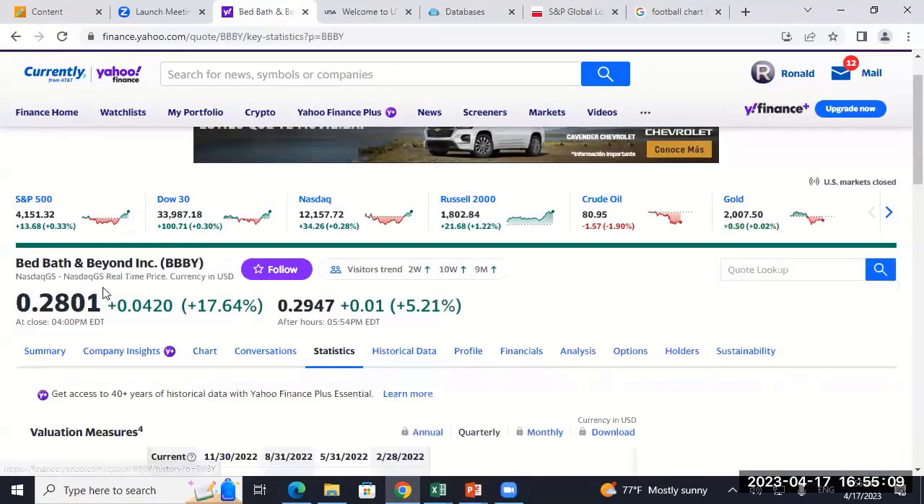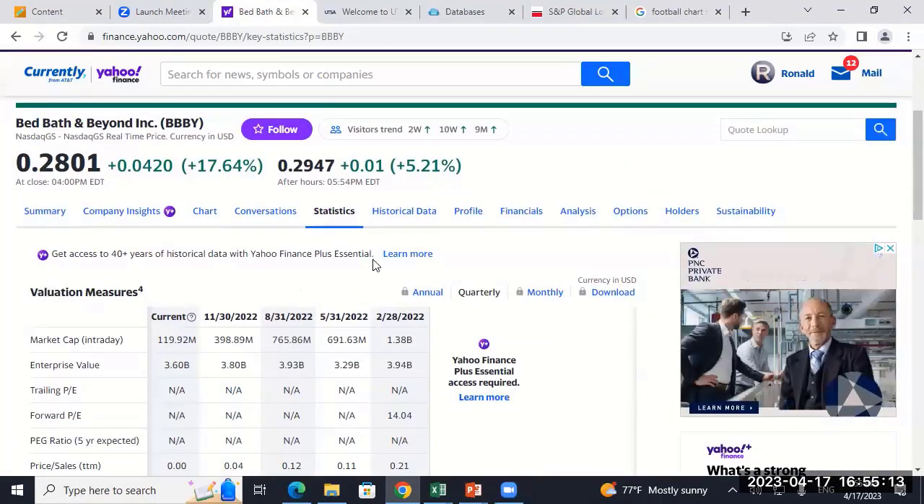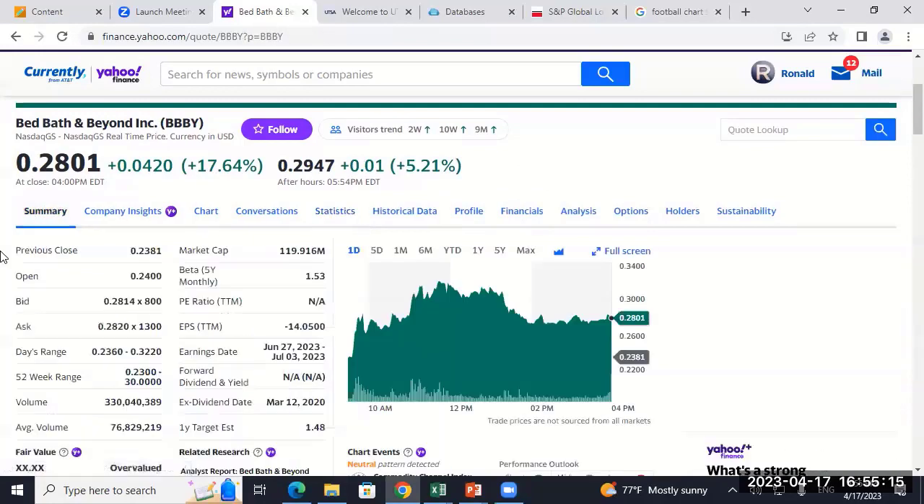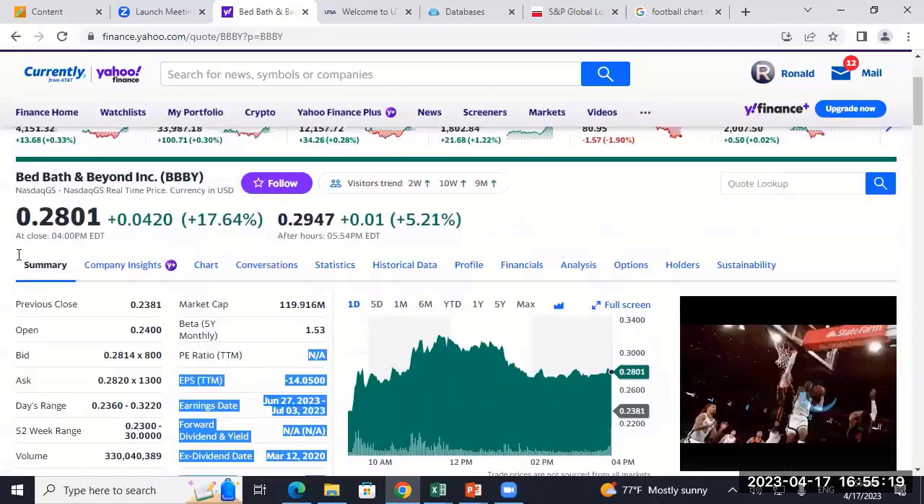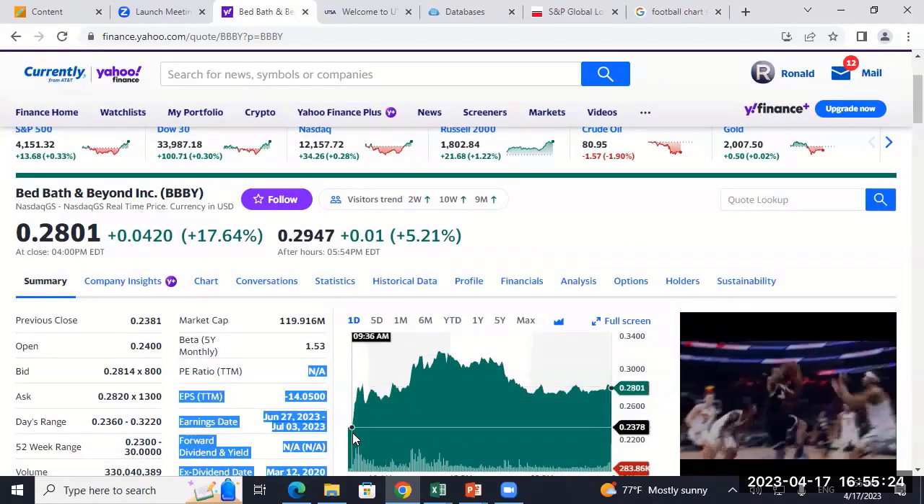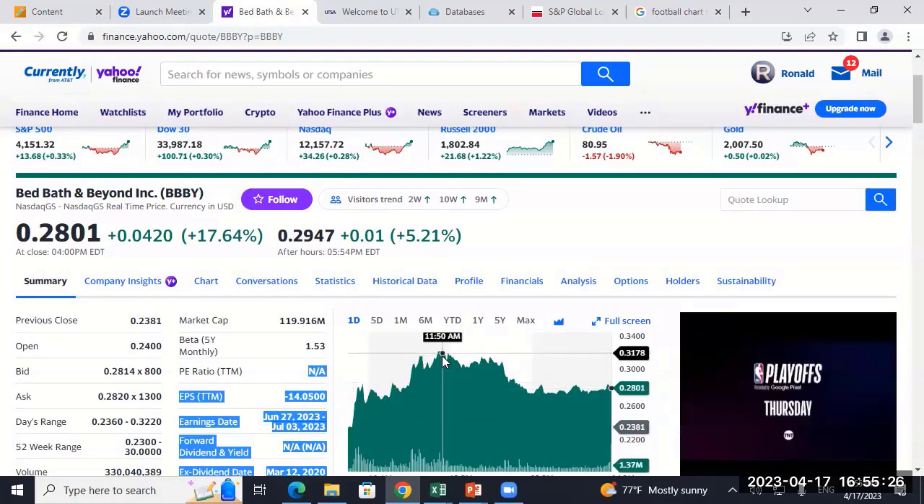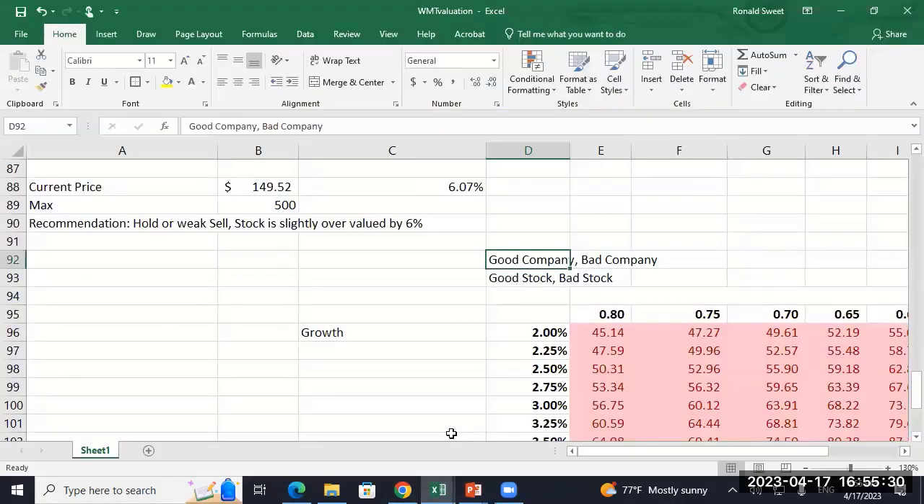I always get them in Best Buy mixed up. So 28 cents, that sounds cheap, doesn't it? They don't have a PE ratio because they're not making money. But I mean, you could have made a lot of money right here. They went from 23 cents to 31 cents, so that's not like a bad company, bad stock. This is probably worth zero. So 23 cents for something that's worth zero.